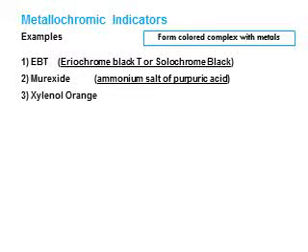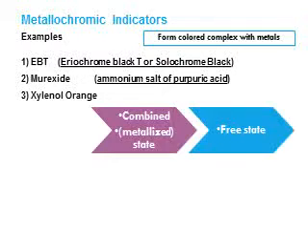So what is the indicator that can be used in complexometric titration? It's called a metallochromic indicator. The term metallo comes from metal and chromic comes from color, which is a colored complex formed with metals. We have three examples. First one is EBT or Eriochrome Black T or Solochrome Black. We have to memorize these names too. Second one is murexide, which is the ammonium salt of purpuric acid, and third one is xylenol orange. The metal-indicator complex has a color, and the free form of the indicator has a different color, so at the end point we will see the color of the free form.